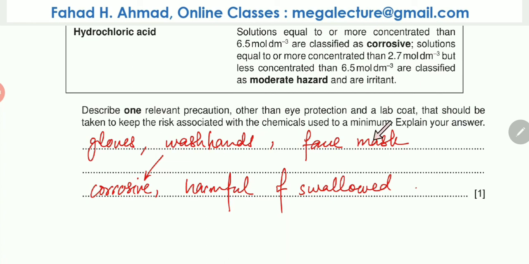Or you could have written face mask. The reason a face mask would be helpful is that copper carbonate is harmful if swallowed. So you never know that some small tiny piece of copper carbonate can get swallowed. So it's better to use a face mask. Any of these answers would have been suitable and deemed correct. And they just required normal common sense to figure this out.